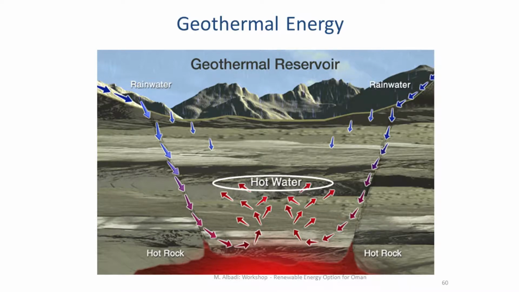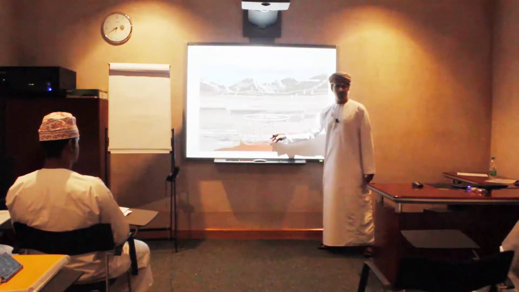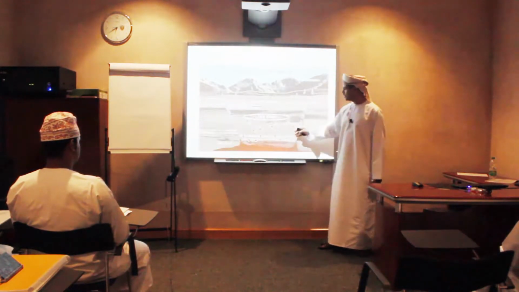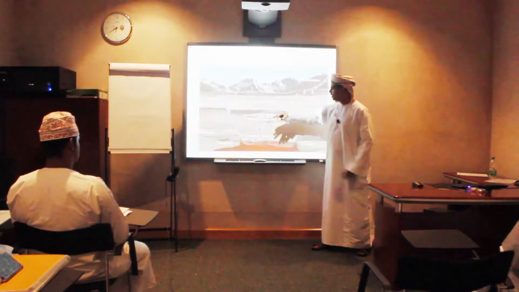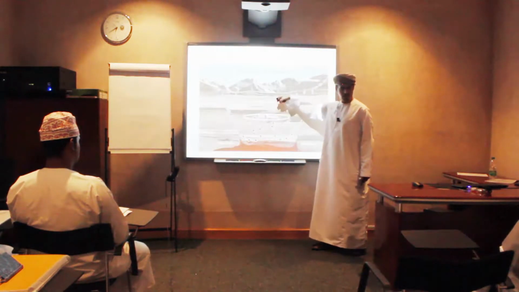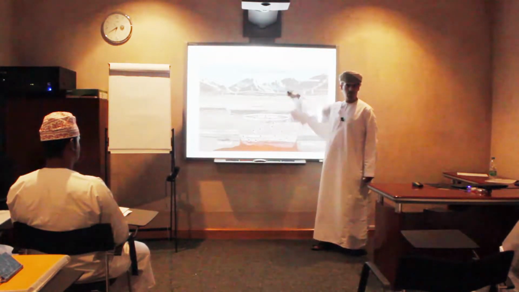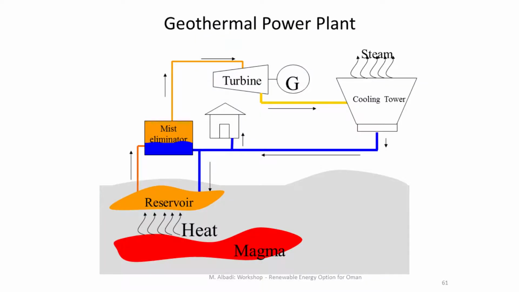How can we harvest this energy? Basically, we have hot magma, so the rocks close to the hot magma are really hot. If we have rainwater descending closer to these rocks, they will be heated up. Once heated up, they migrate upwards, and then they can be trapped in a cavity. If we can drill that cavity, we can actually get that hot water, and then we can use it.